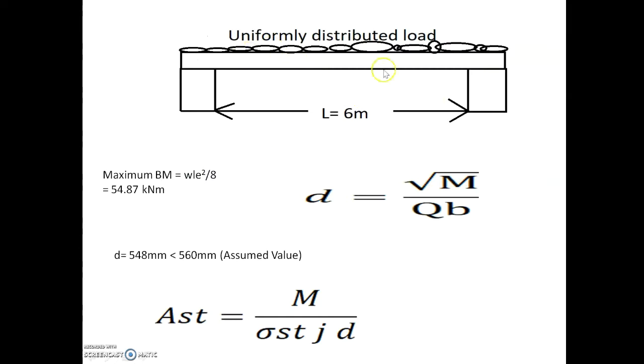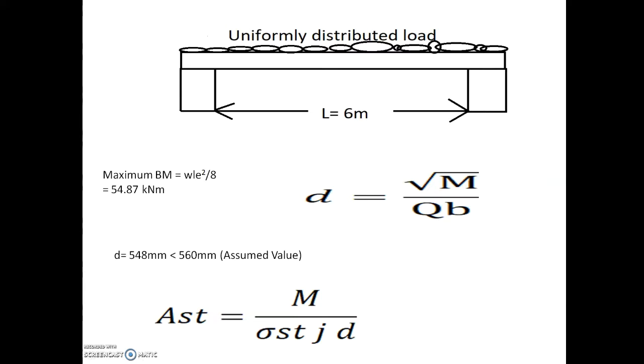So in this particular beam, the clear span is 6 meters and the support thickness is not given, and the uniformly distributed load is on the top of the beam. So the maximum bending moment formula for a simply supported beam with uniformly distributed load is WL² by 8. By substituting the W value and effective length value, we will get the maximum bending moment, that is 54.87 kilonewton meter.